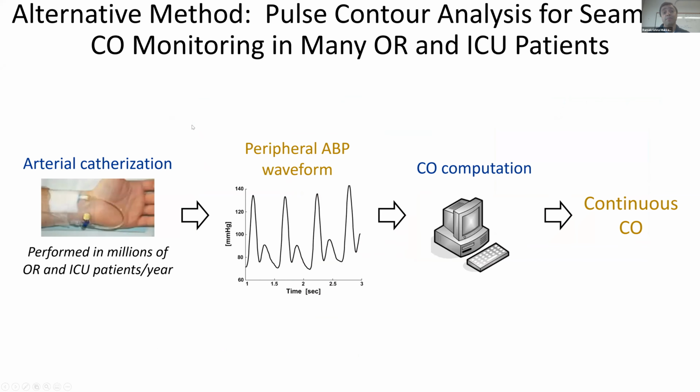So an alternative method is pulse contour analysis. This method continuously computes cardiac output by mathematical analysis of the peripheral arterial blood pressure waveform that is already being measured via minimally invasive arterial catheterization in millions of OR and ICU patients every year. In this way, seamless cardiac output monitoring may be achieved in many high-risk patients.